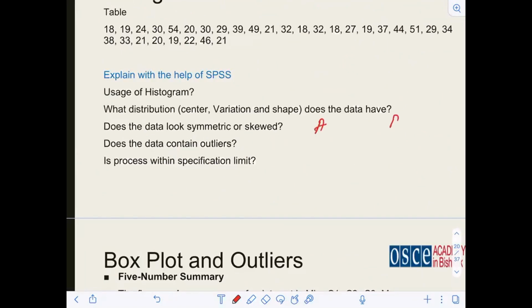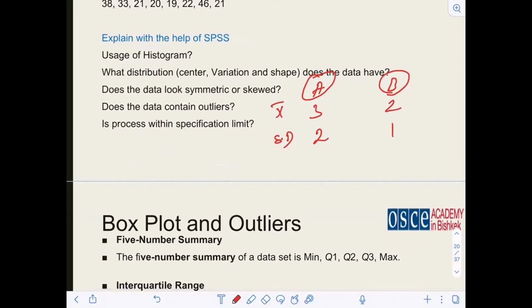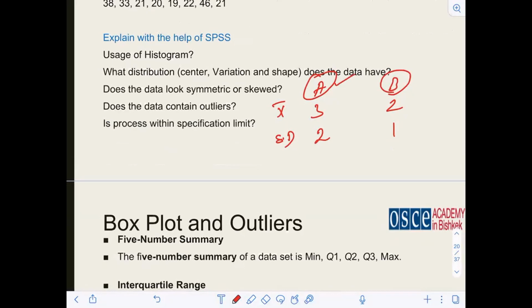I'm calling the same example, player A and player B. Let's say player B's mean is given. On an average he makes 3 goals. B makes, let's say, 2 goals, or hits 2 goals. We have also given standard deviation. Let's say standard deviation is 2, standard deviation is 1, right? If you just look at the mean, I think A looks better. If you look at the standard deviation, B looks better. Now you are confused which player we should go for.